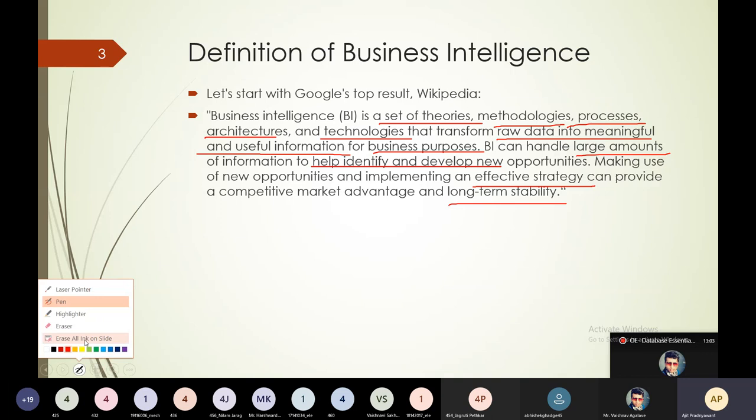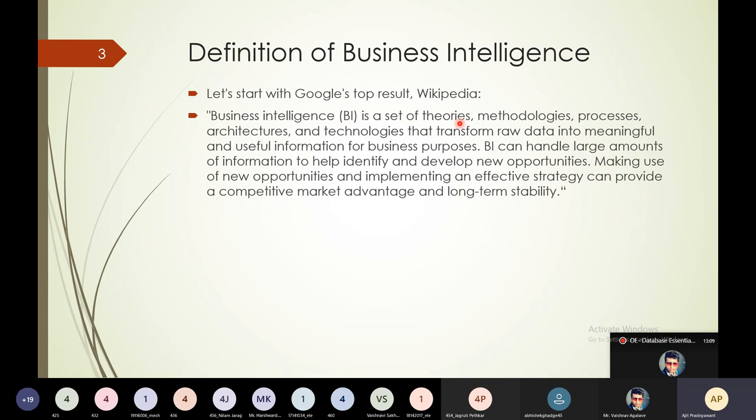Again, I am repeating, what is business intelligence? It is a set of theories, methodologies, processes, architectures, and technologies. With the help of these theories, methodologies, processes, architectures, and technologies, raw data is transformed into meaningful and useful information for business purposes. BI can handle large amounts of information to identify and develop new opportunities, making use of new opportunities and implementing an effective strategy can provide a competitive market advantage and long-term stability to your industry. So this is the definition of business intelligence. There are other definitions also that we are going to see.